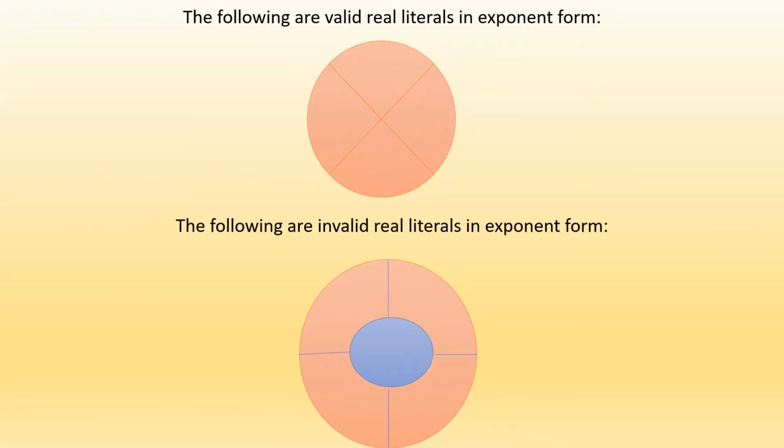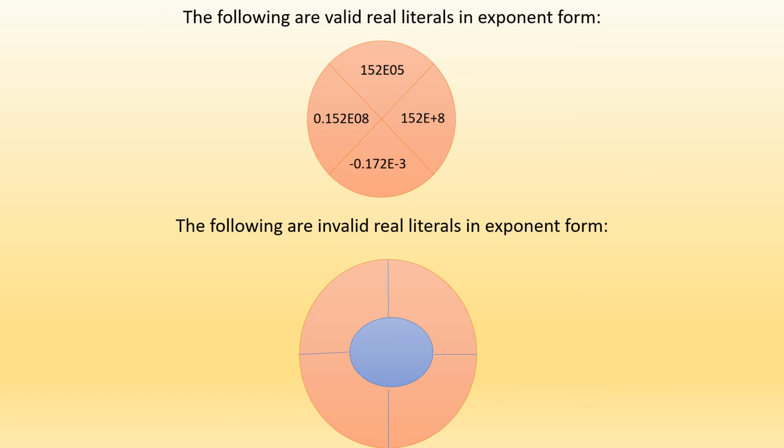Now some of the valid real literals in exponent form. First one is 152E05. As it is following all the rules properly, we may call it a valid real literal. Another one might be 0.152E08. This is also a valid real literal. 152E plus 8 is also a valid real literal. Then minus 0.172E minus 3 is also a valid real literal.